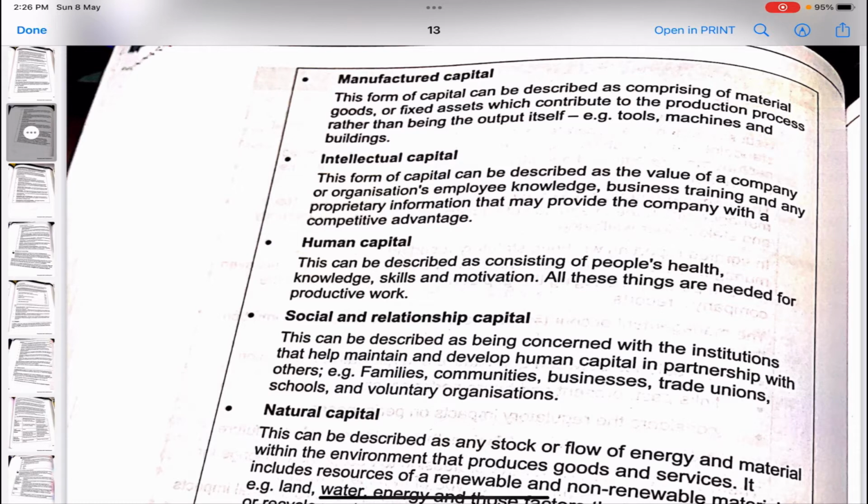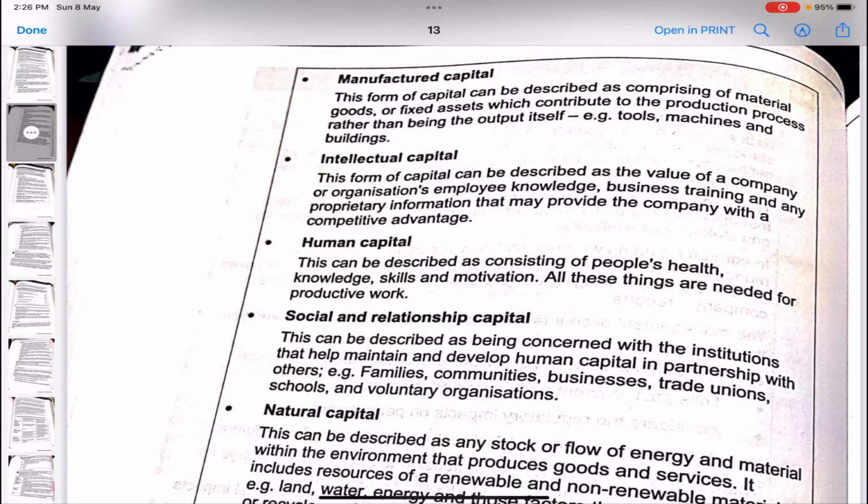Now we have the intellectual capital. So what is intellectual capital? This form of capital can be described as the value of a company's or organization's employee knowledge, business training, and any proprietary information that may provide the company with a competitive advantage. So intellectual capital is basically something which we cannot see, which is intellectual, like the knowledge of the employees or the business trainings, and all of that comes under the intellectual capital.